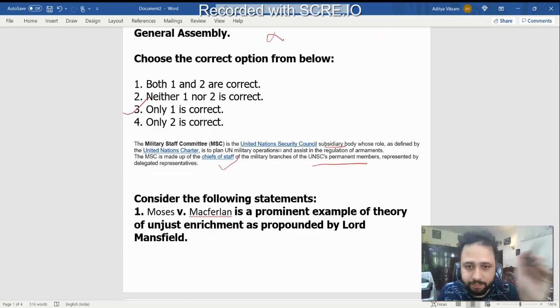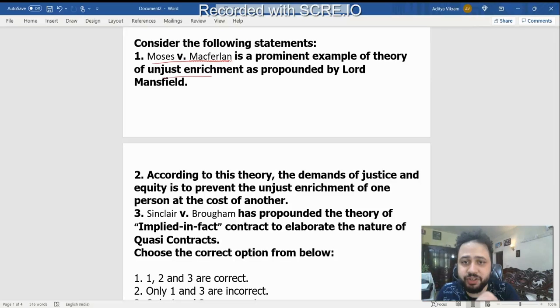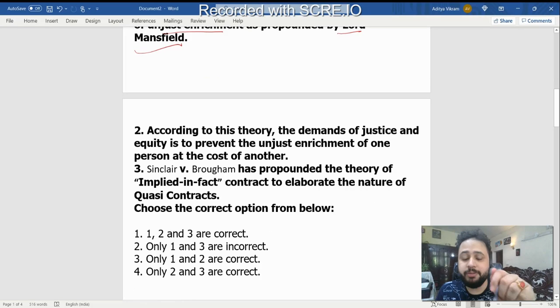MCQ number second. Consider the following statement. Statement 1. Moses versus McFarlane is a prominent example of theory of unjust enrichment as propounded by Lord Mansfield. Statement second, according to this theory, the demand of justice and equity is to prevent the unjust enrichment of one person at the cost of another. Statement number third, Sinclair versus Brougham has propounded the theory of implied in fact contract to elaborate the nature of quasi contract. Okay. So all these statements are right.